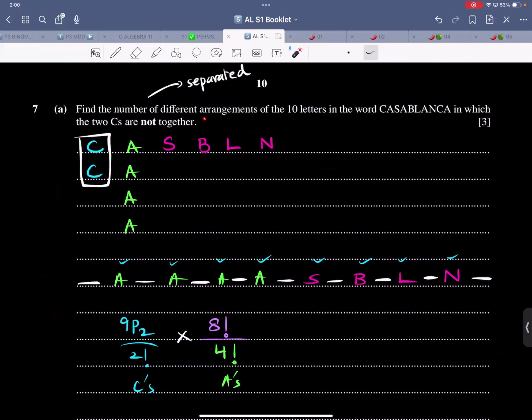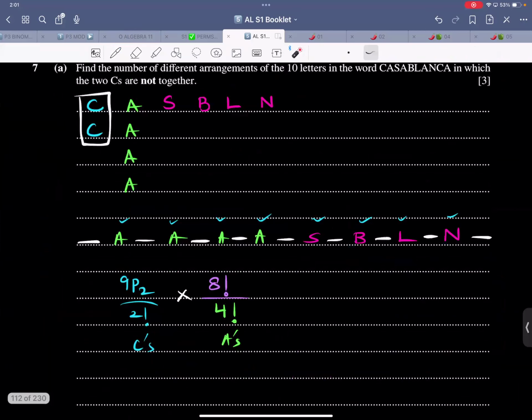It says, find the number of different arrangements of the 10 letters of the word Casablanca: 2 C's, 4 A's, S, B, L, N, in which the 2 C's are not together. Even if it's 2 objects not together, I can do it separately. So this is 1, 2, 3, 4 A's, and S, B, L, N, that's 8. Yes, we draw a diagram, but we should be aware that the number of spaces will be 9. So out of 9, fit in these 2. Both are identical, so divide by 2 factorial. For these 8, 8 factorial, and 4 factorial in the denominator for the 4 A's.